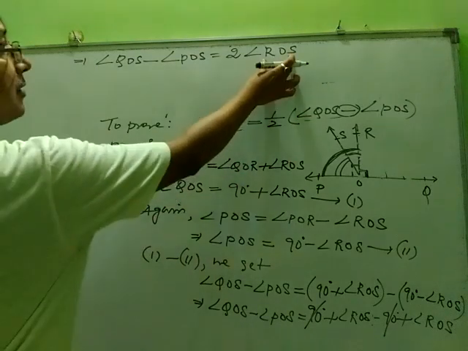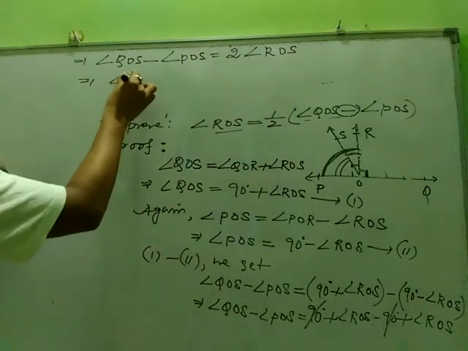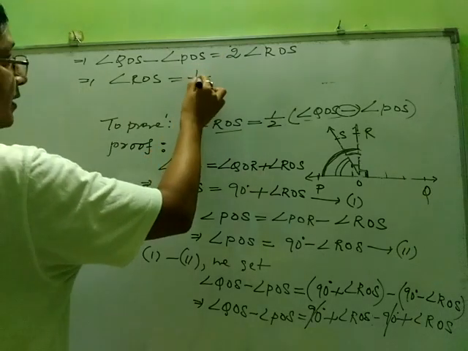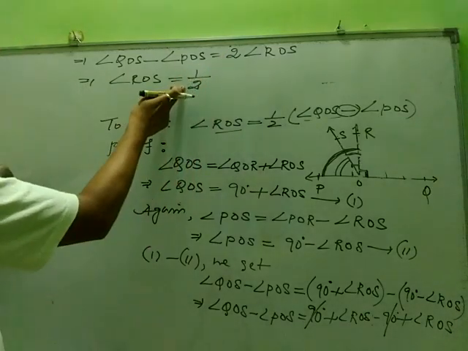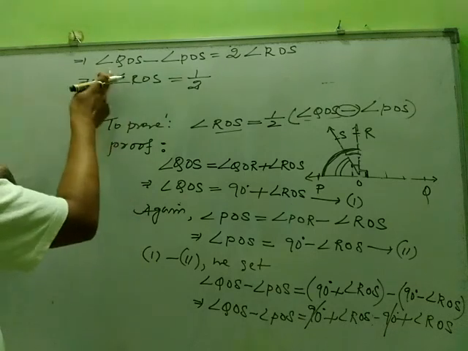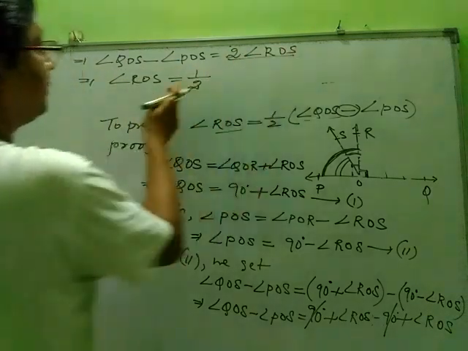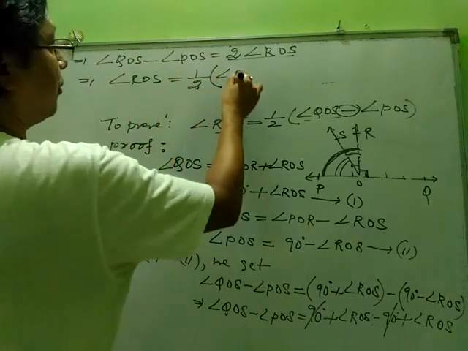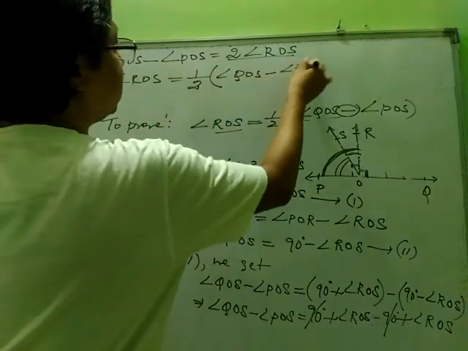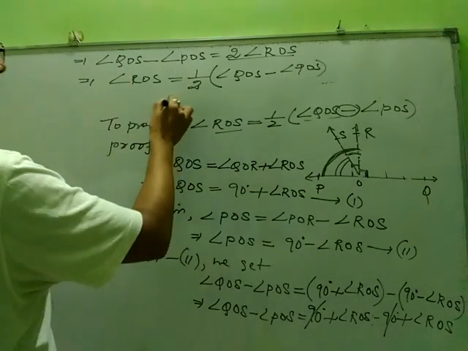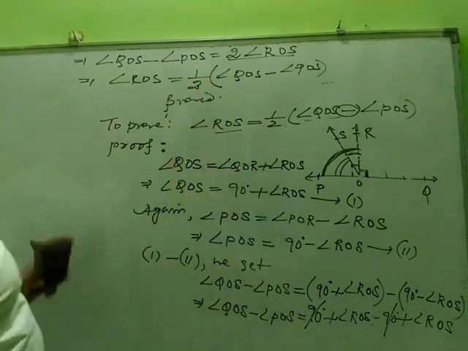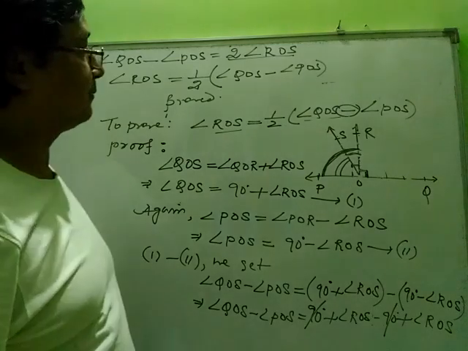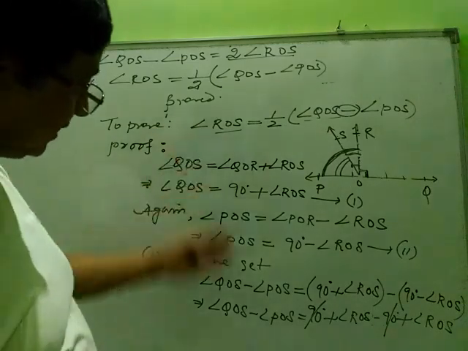Then how much is ROS? Now angle ROS is, so this 2 will go to the denominator. If you cross multiply, you will get twice angle ROS equals angle QOS minus angle POS. So it is proved. This particular geometrical sum, you can do this way, or you can do it in so many ways.